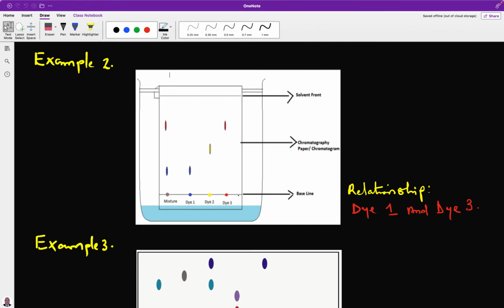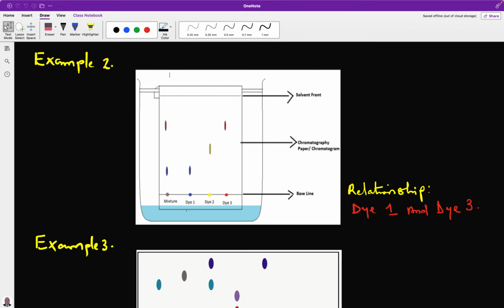So now, these are the different dyes here, and this is the mixture. This is a standard here. They want to determine whether the dyes here are the ones in this mixture. We want to see which of the dyes has impurities that are not present here, or has the same components that are present in the mixture.